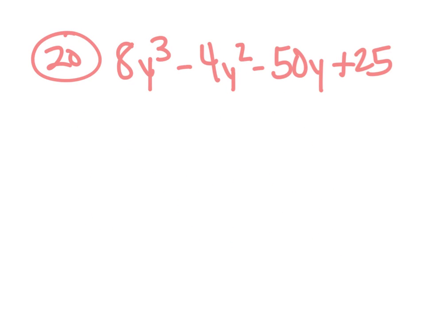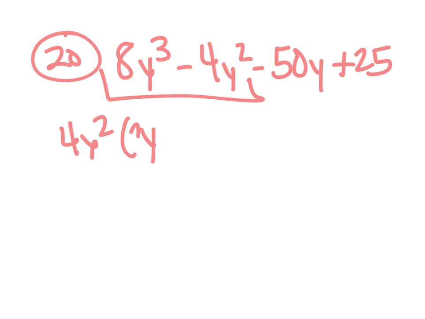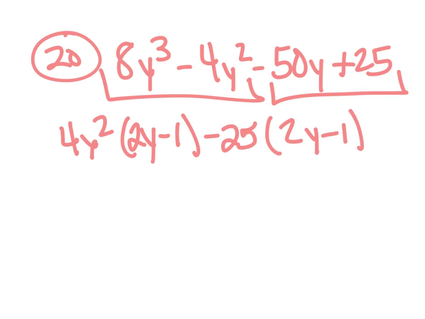So problem 20 is the next one I graded, pretty similar to the last one I just did. 4 terms, so we're going to factor by parts here. I have 4y squared, goes into both, and you get 2y minus 1. I'm going to look for that 2y minus 1 over here on the right, so if I factor out 25, I get 2y minus 1. I can double check. Negative 25 times 2y does give me negative 50y. Negative 25 times negative 1 does give me positive 25, so it looks like it is factored correctly.